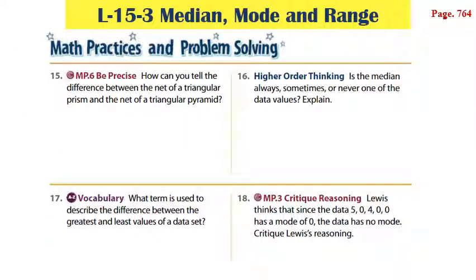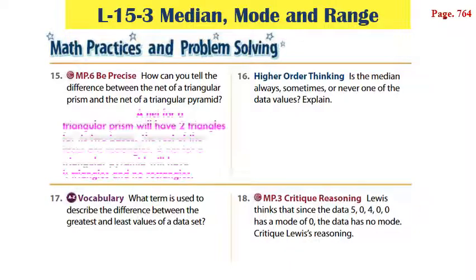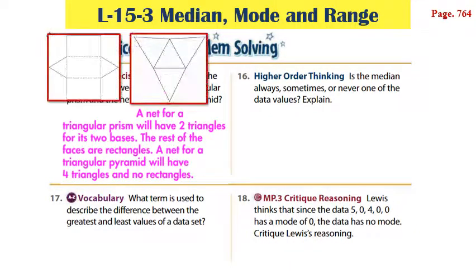Read the question, number 15. How can you tell the difference between the net of a triangular prism and the net of a triangular pyramid? Great. A net for a triangular prism will have two triangles for its two bases. The rest of the faces are rectangles. A net for a triangular pyramid has all triangles and no rectangles.